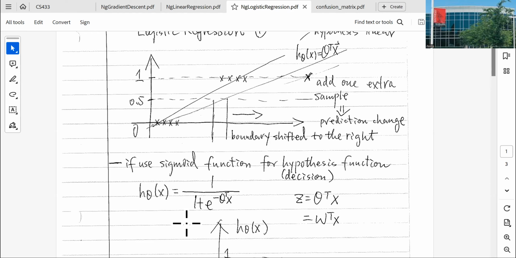So then just think about that one extra sample that will shift the line. It will cause more misclassified samples. But if we use the sigmoid function, so this is our decision function. Okay, and this part is the net input.